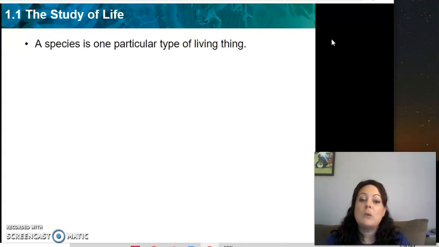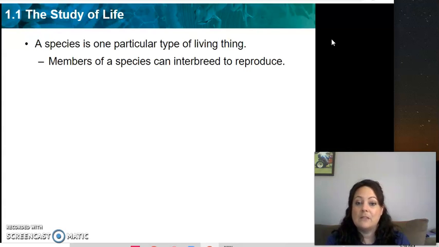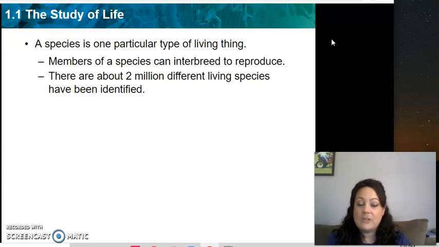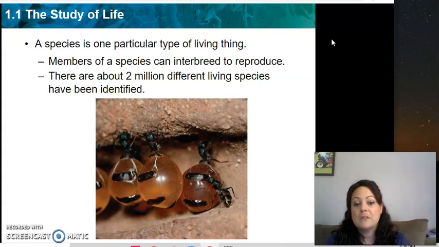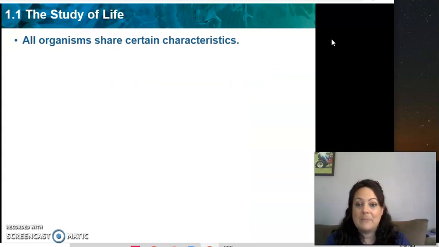A species is one particular type of living thing. They're defined as members of a species that can interbreed to reproduce. There's about 2 million different living species that have been identified, and we're constantly discovering new ones. Those honeypot ants are fun little guys that are in your textbook. You can open that up and read about them.